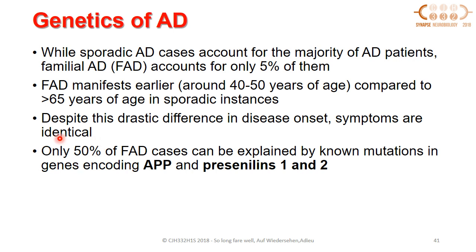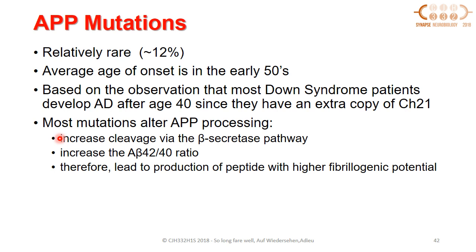And the symptoms, though, are identical. The areas of the brain that get affected, though, are identical. And when we look, so far, the vast majority that we look at, more than 50%, to be quite honest, can be explained by known mutations in genes that encode for APP as well as presenilin. Unfortunately, I'm not going to be able to get through presenilin today, but I will tell you a little bit about some of the other mutations.